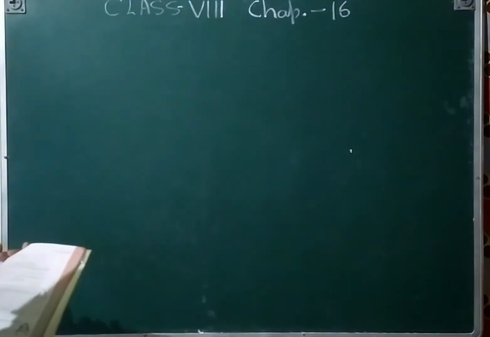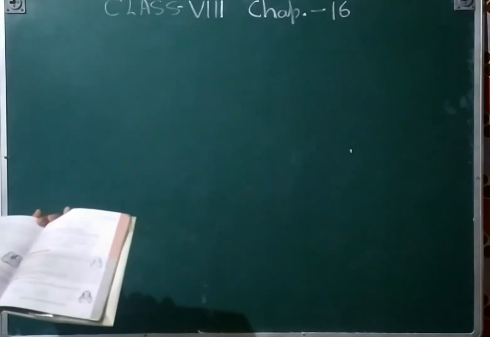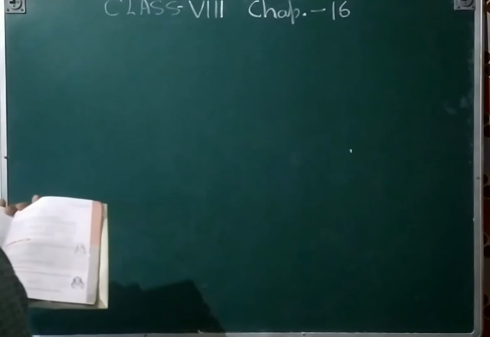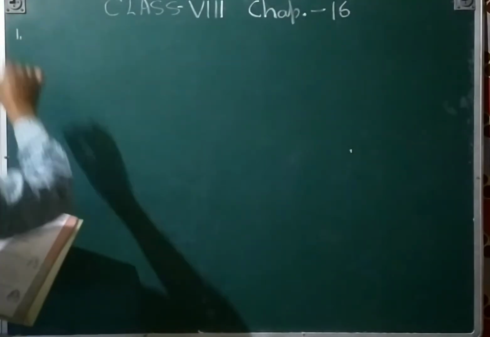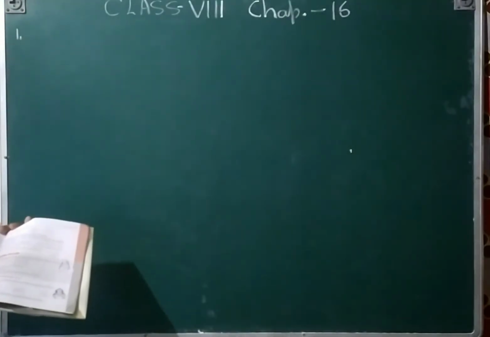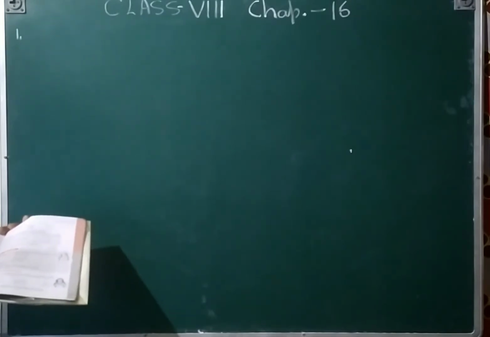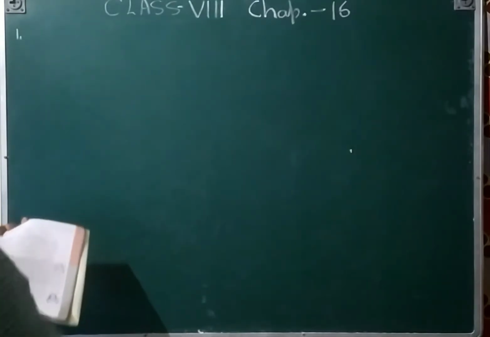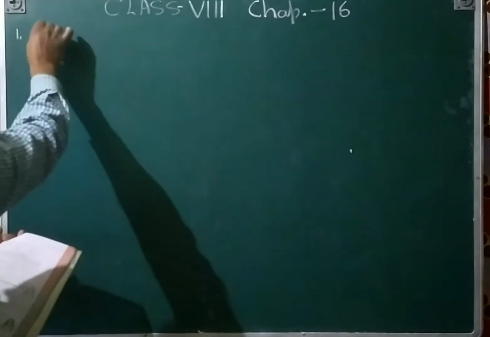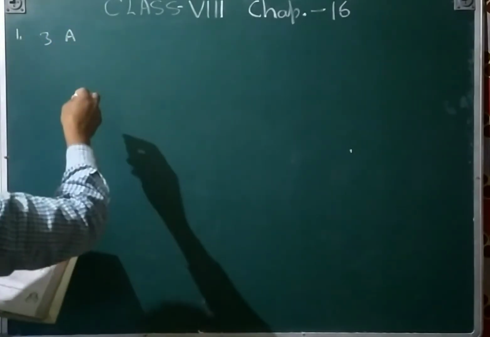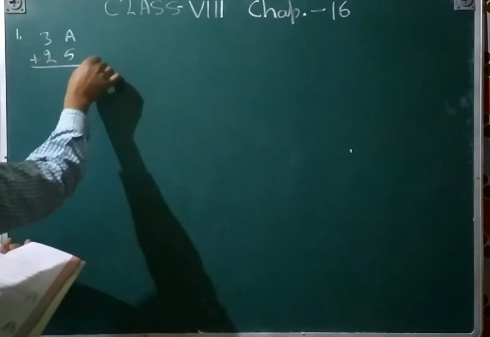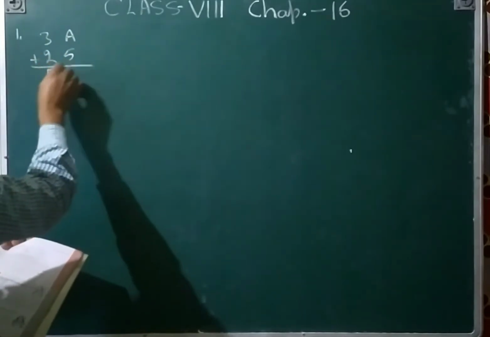Chapter 16, playing with numbers. So how will we play with numbers? You will see exercise 16.1: find the value of the letter in each of the following and give reasons for the steps involved. Question number 1: 3A2 plus 5 is B2.